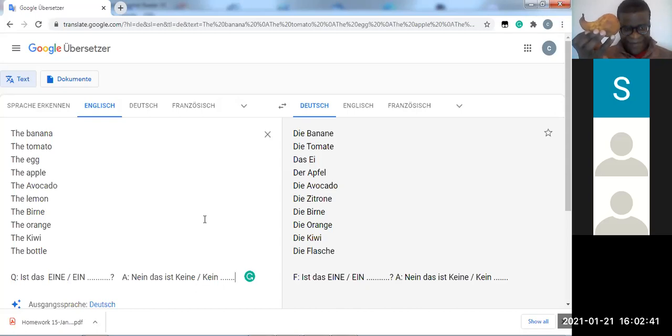What kind of fruit is that? Okay, good. This is Biene, number nine, first from the bottom. Das ist keine... He asked what fruit. Is that an apple? Nein. Das ist keine Apfel. Das ist keine apple.